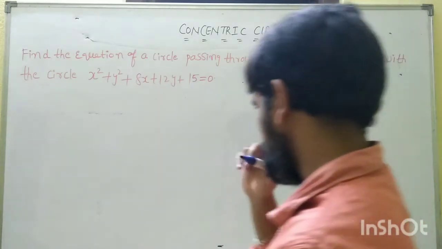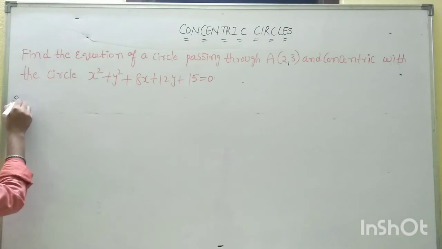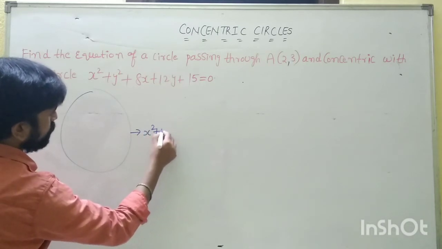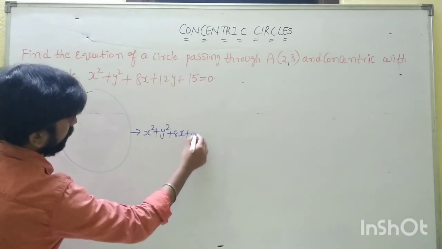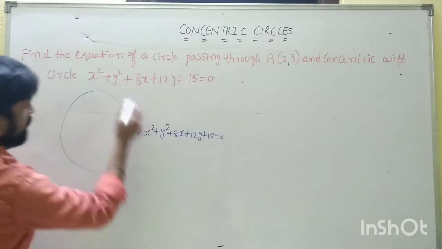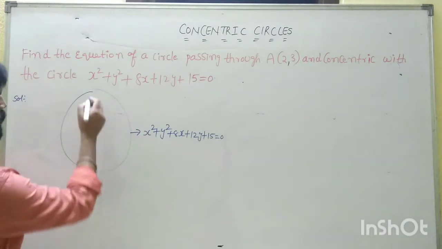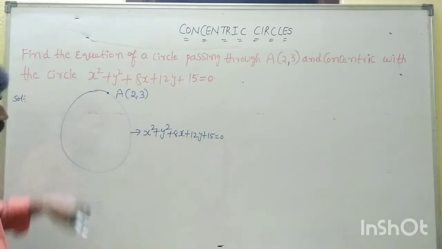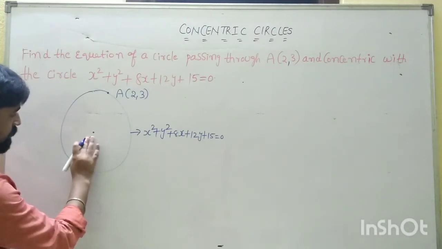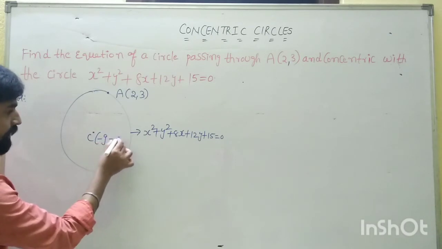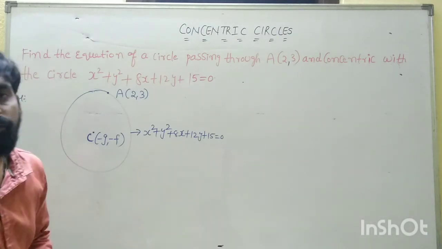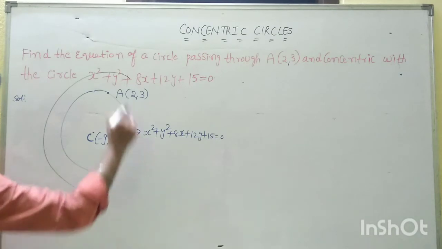This is the given circle: x square plus y square plus 8x plus 12y plus 15 equals 0. The required circle is passing through the point A, 2, 3. The given circle has center C equals minus g comma minus f. We need to find the concentric circle, which means one more circle with the same center.